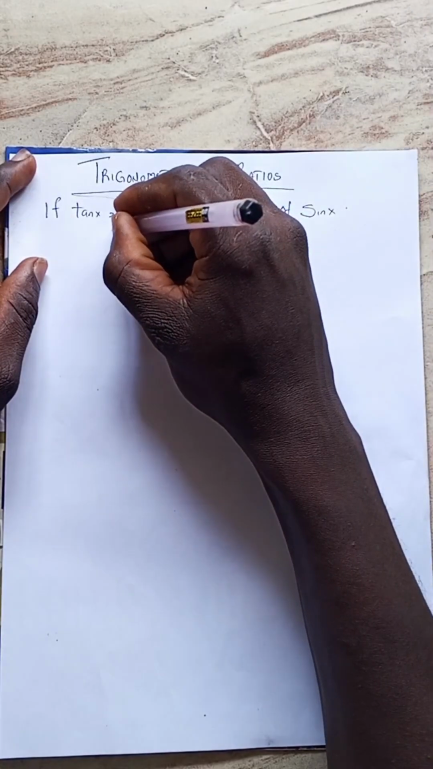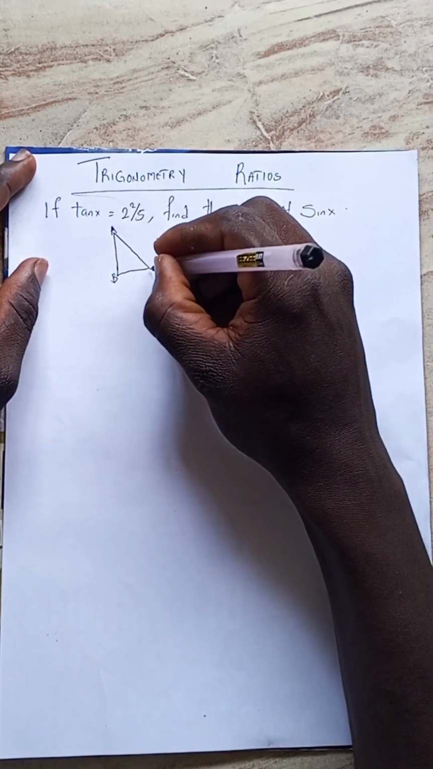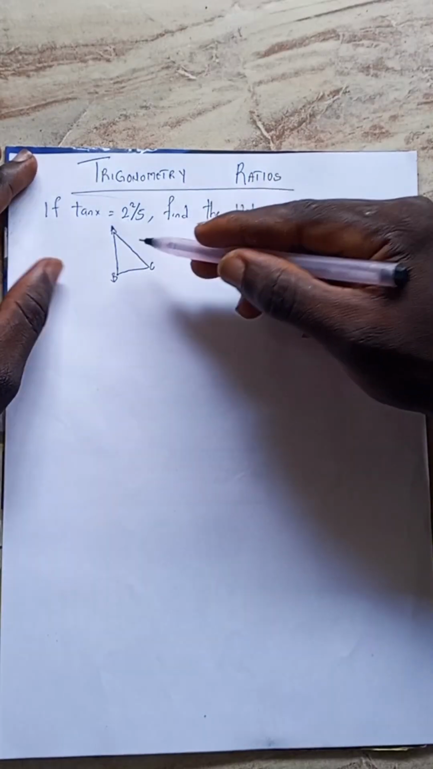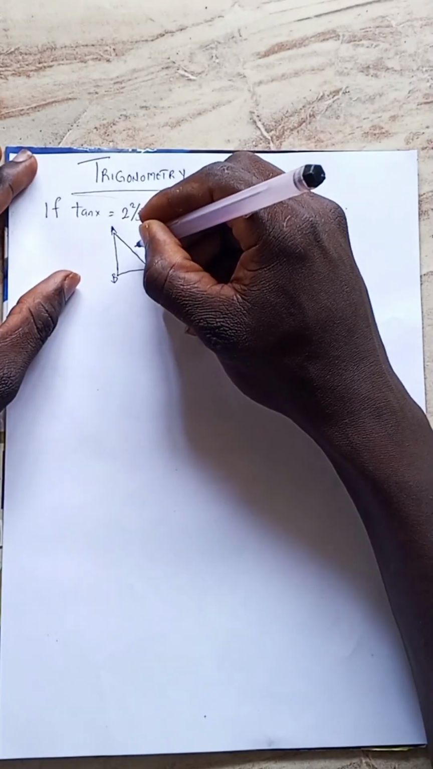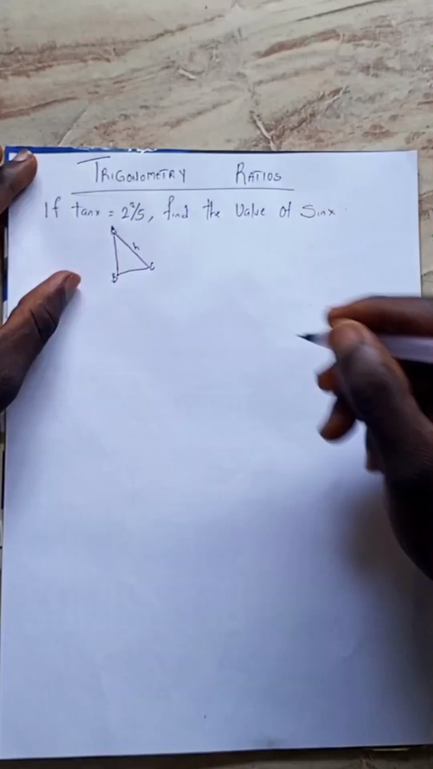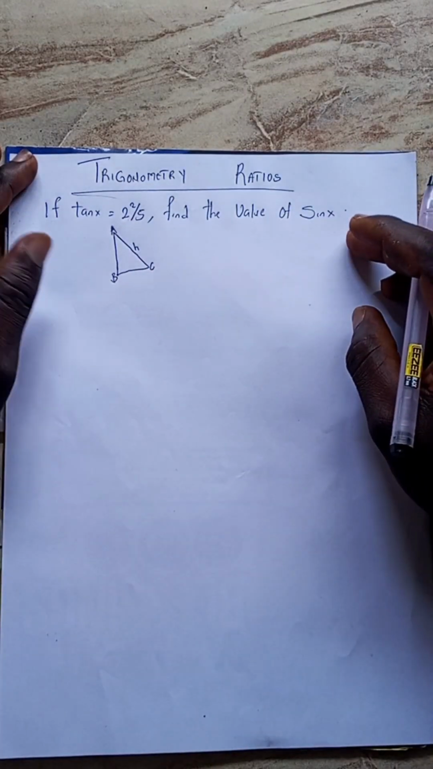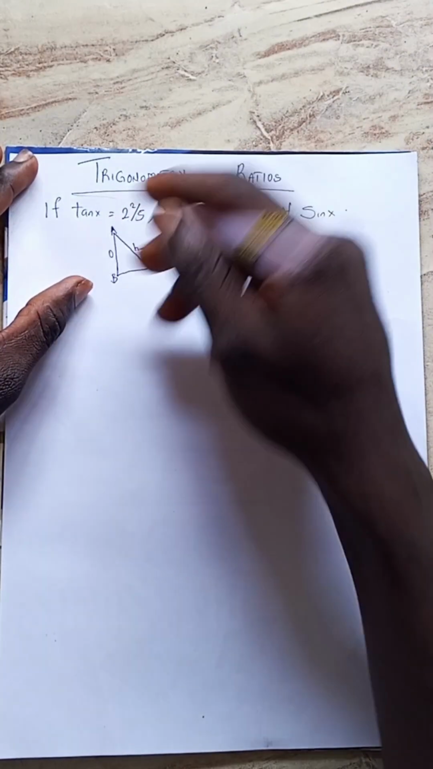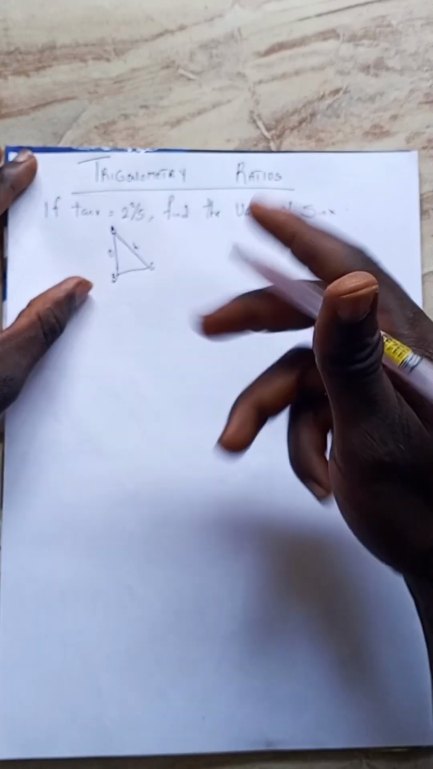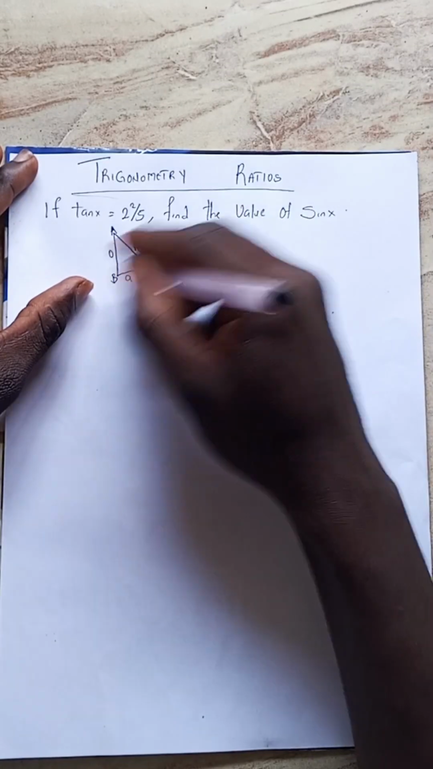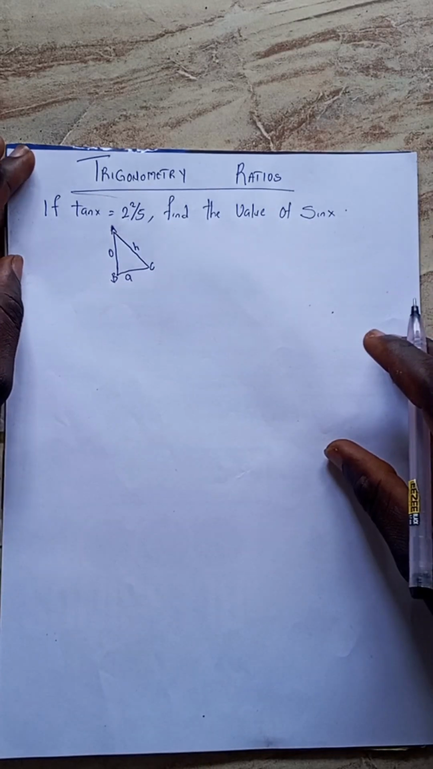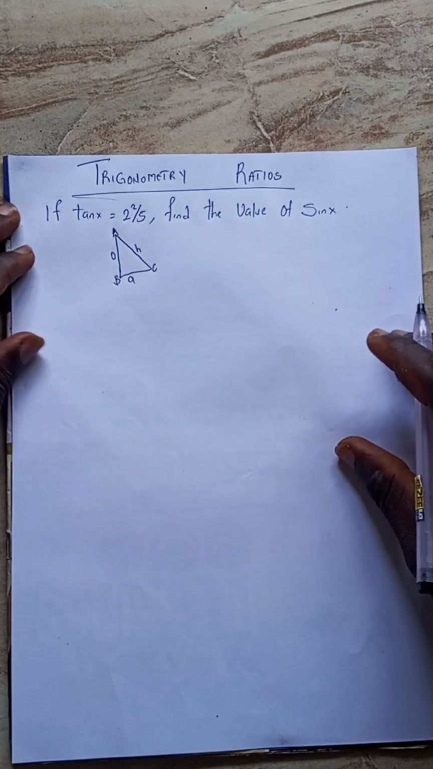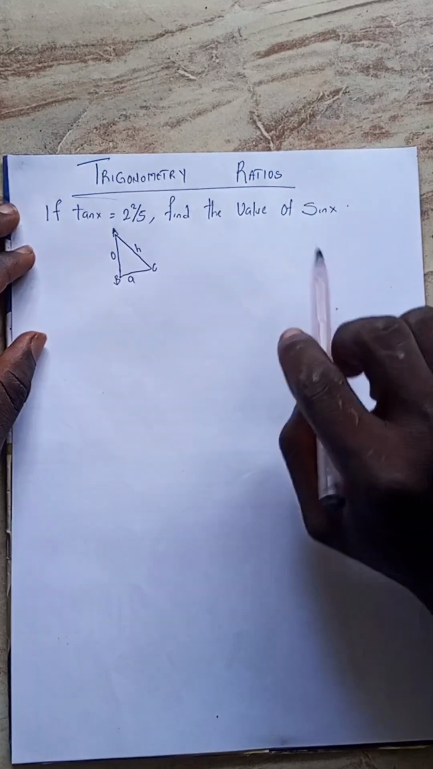So here is our A, here is our B, and here is our C. Now this part is the longest side, so it's called the hypotenuse. Here we have the opposite, the one opposite the hypotenuse, and this is our adjacent, the underneath. The question we have here is giving us just tan, but they said we should find the value of sin x.